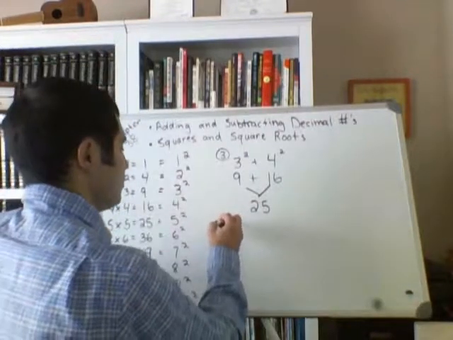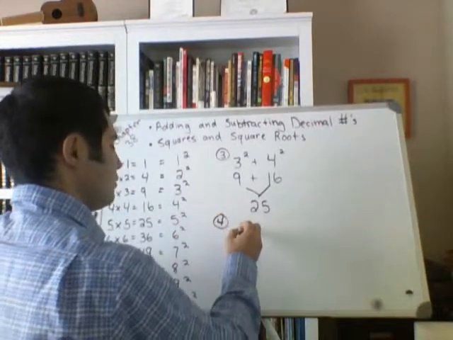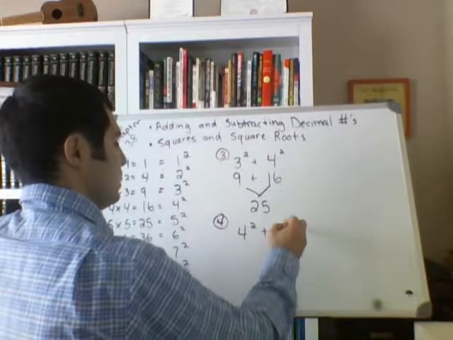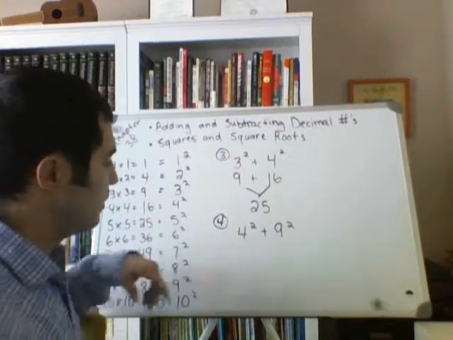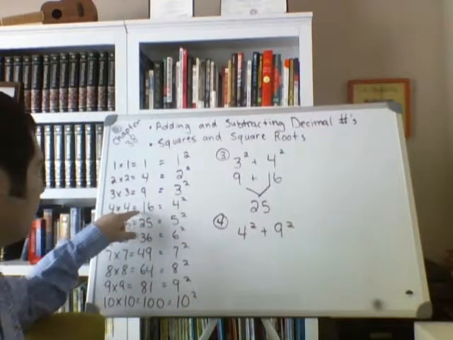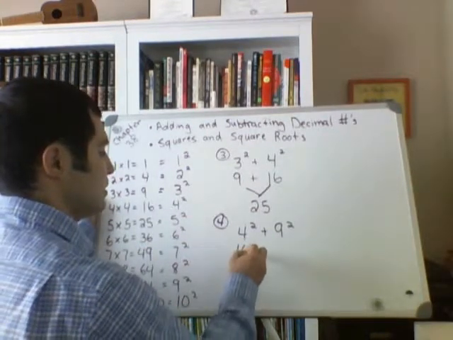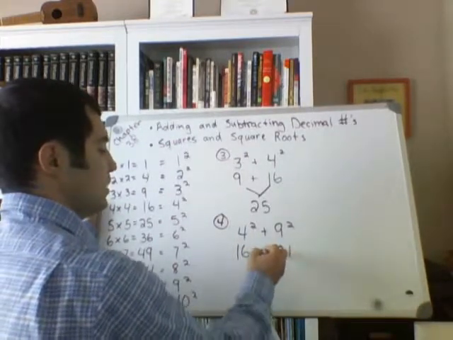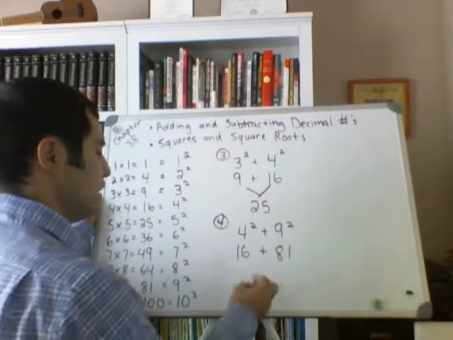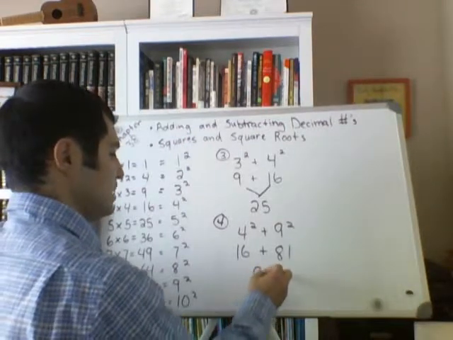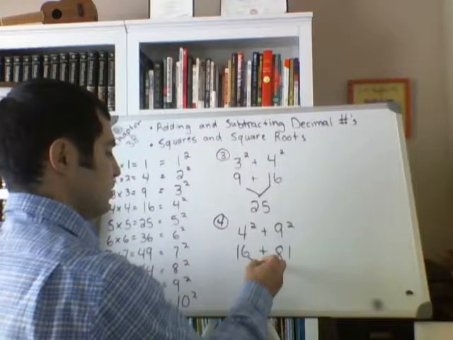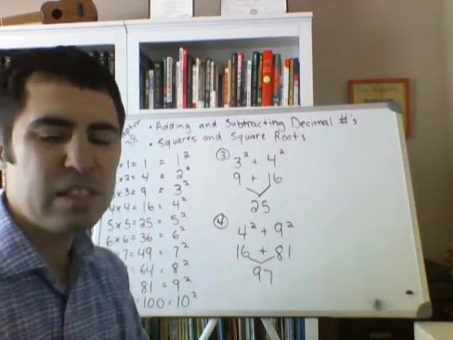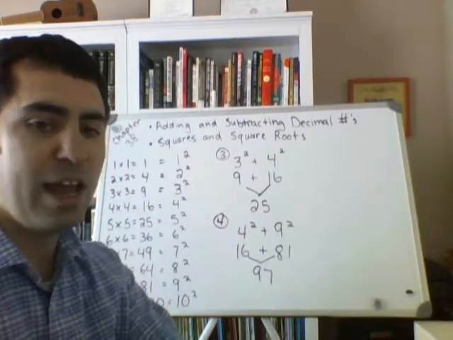Let's do a different one. Let's do example number 4. Let's do 4 squared plus 9 squared. Alright, 4 times 4 is 16. So 16 is going to go directly below 4 squared. 9 times 9 is 81. I'm going to add those two up. And it's going to be 97. So there you go. 16 plus 81 is 97. This is easy stuff. You guys are going to get this and have no problem.